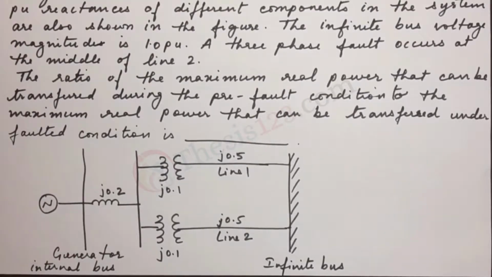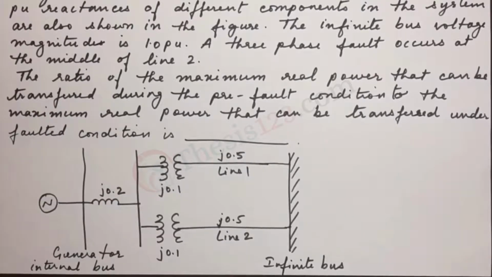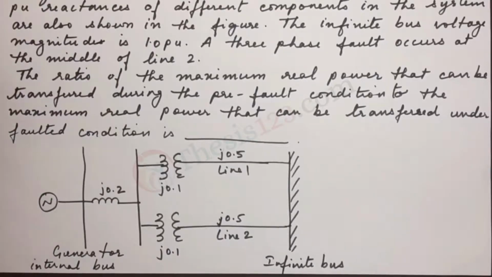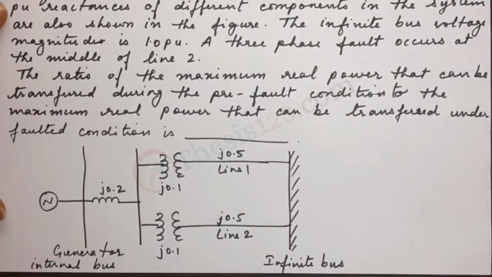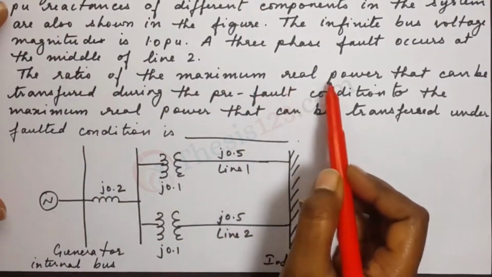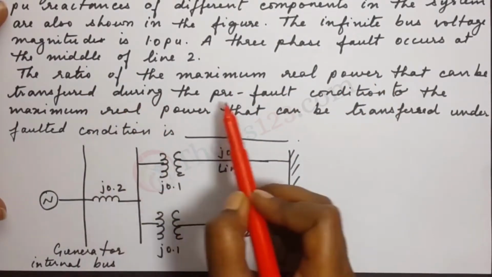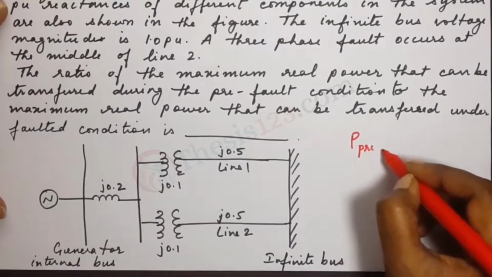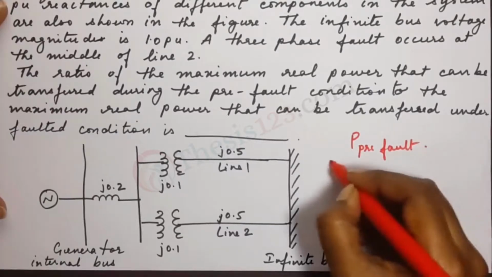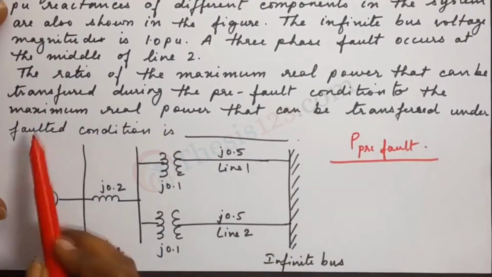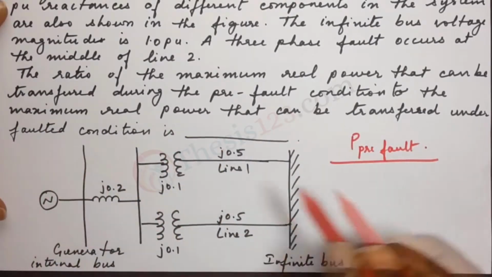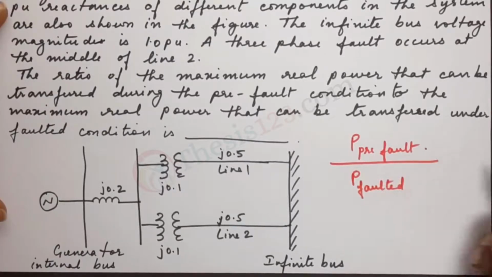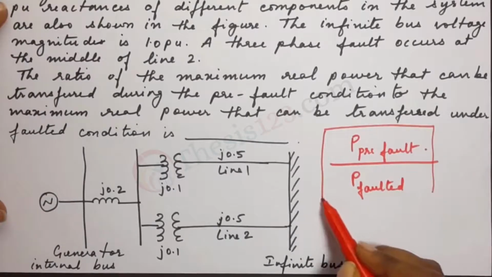So here it's not a multiple choice question, we have no options, so we will have to try our best and work it out as much as possible. The question asks us to find the ratio of the maximum real power that can be transferred during pre-fault condition, so that's power at pre-fault, to the maximum real power that can be transferred under faulted condition, power at faulted condition. This is the ratio that we are asked to find.